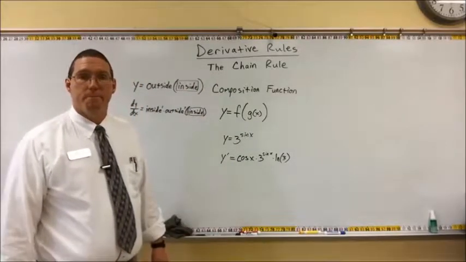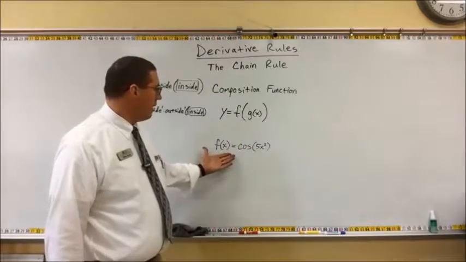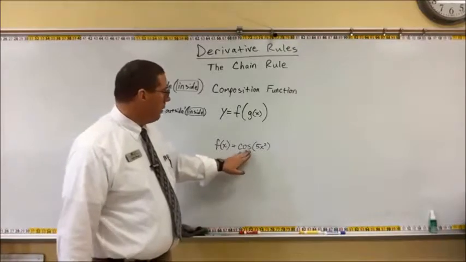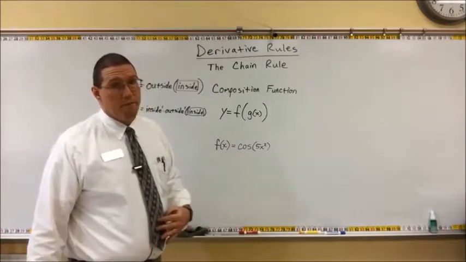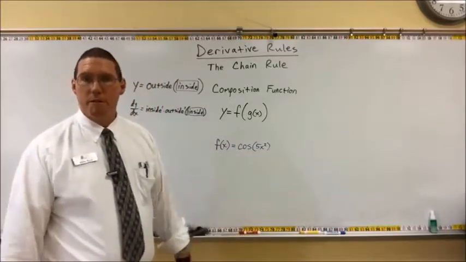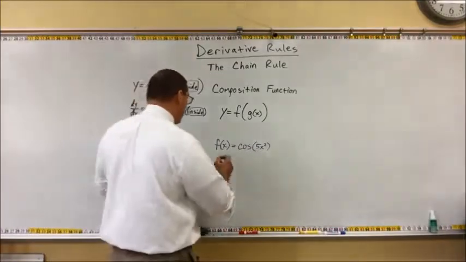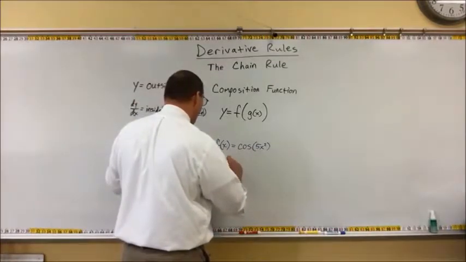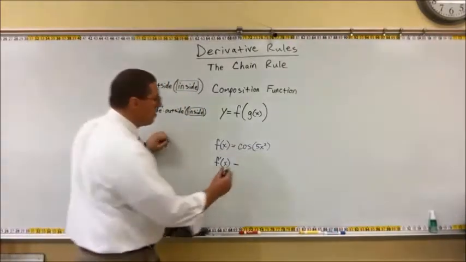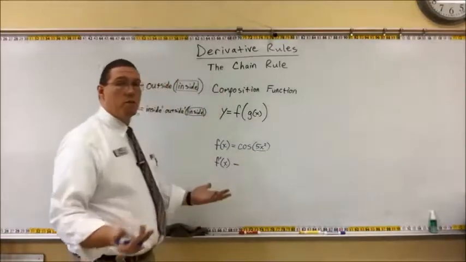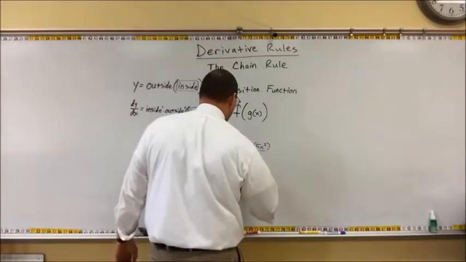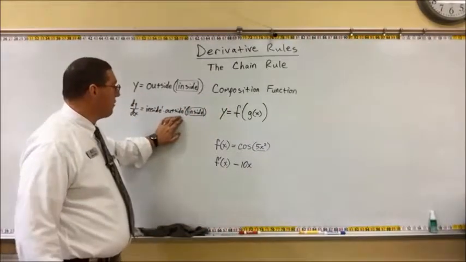Let's do another example. All right, so what we have here is f of x is equal to cosine of 5x squared. Okay, so normally we would have cosine of x, but instead of cosine of x, we have cosine of 5x squared. 5x squared is different than x, so we must need the chain rule. So if we want our derivative, we're going to do f prime of x is equal to derivative of the inside. Well, what's the inside function here? 5x squared. What's the derivative of 5x squared? 10x. So 10x times the derivative of the outside.